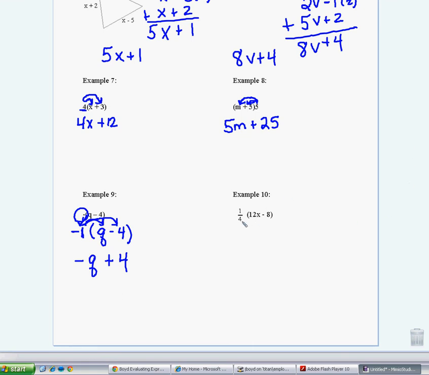Fractions, we got 1/4 times 12x minus 8. Again, we're going to distribute that 1/4 through. Now that fraction just means we're dividing by 4. So I'm going to take 12x and divide it by 4, and take negative 8 and divide it by 4. That's the distributing. And I get 3x minus 2. So my simplified expression is 3x minus 2.